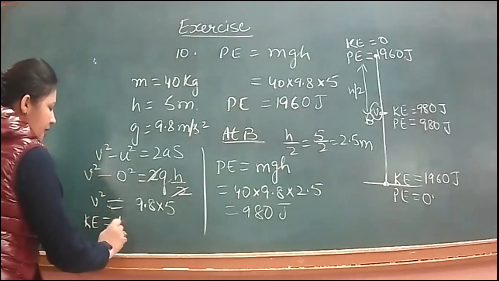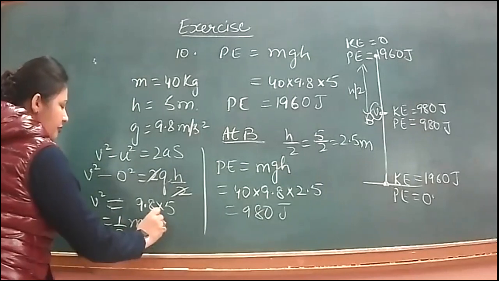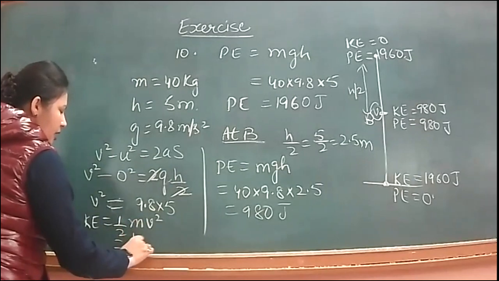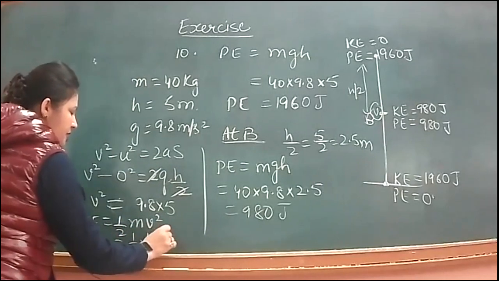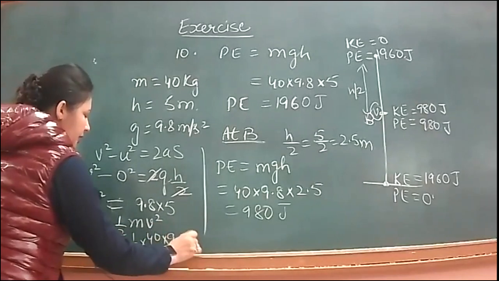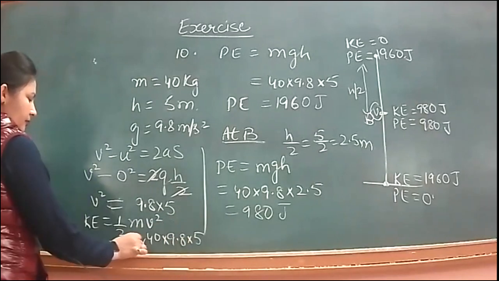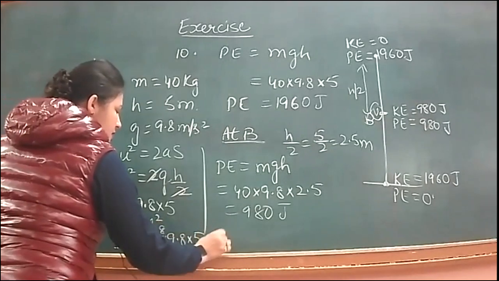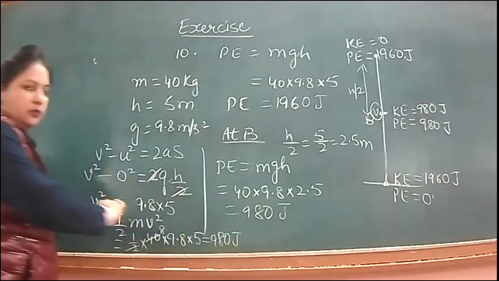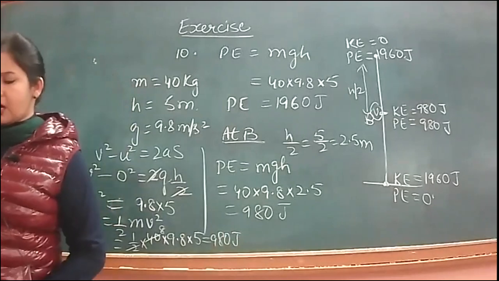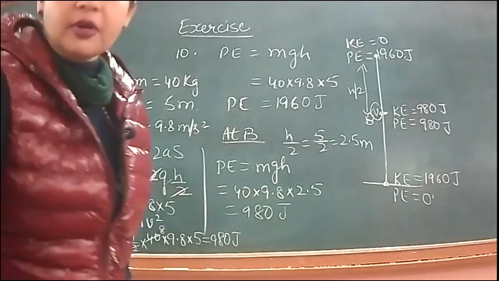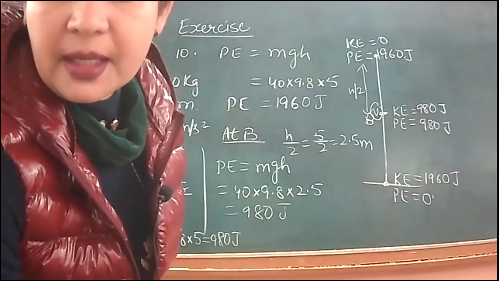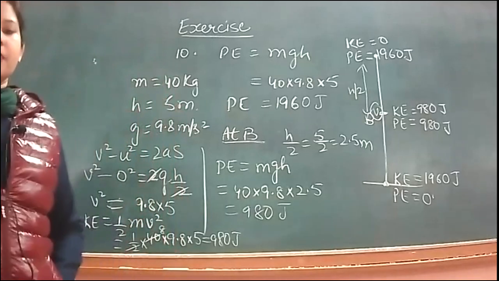So what is kinetic energy at B point? Half mv square. Half m, and V square we have found 9.8 into 5. So this is 8, and when you solve it, it is again 980 joule. So at half distance from the ground, half energy will be kinetic, half energy will be potential.